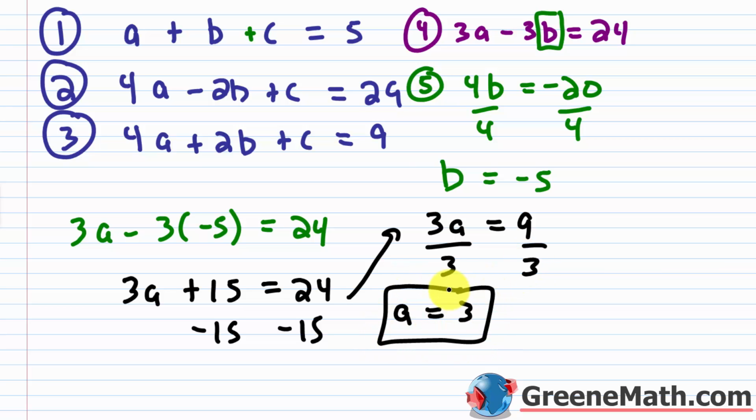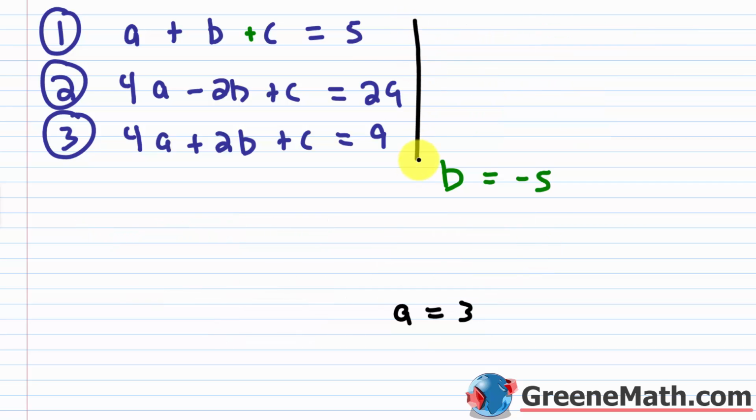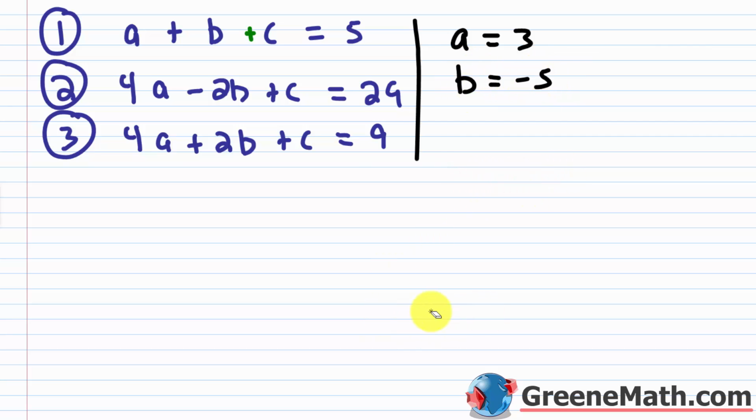So my board's getting kind of busy, so let me erase some stuff. So at this point, I know that a is equal to 3, and that b is equal to negative 5. So what is c? C equals what? Well, I can find c by just plugging back into either equation 1, 2, or 3.